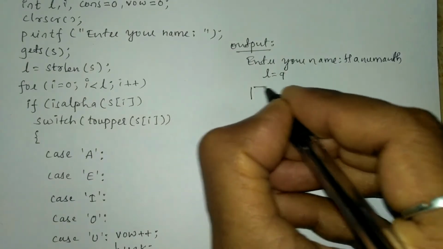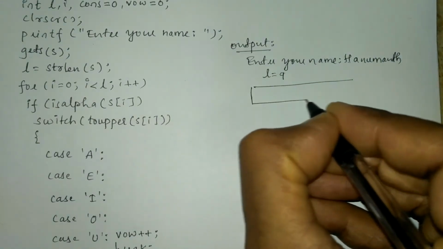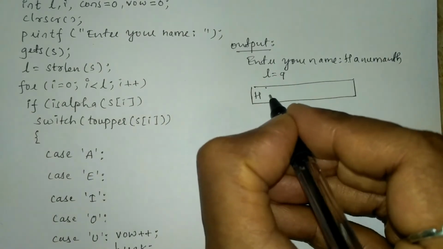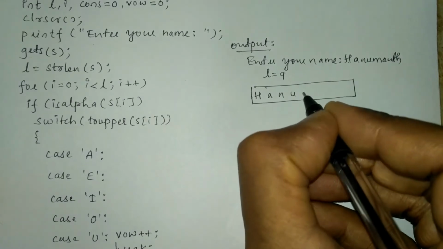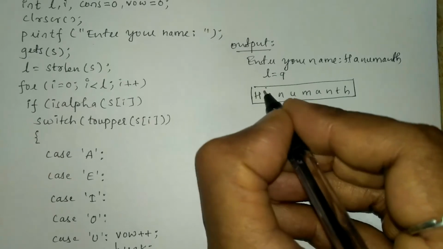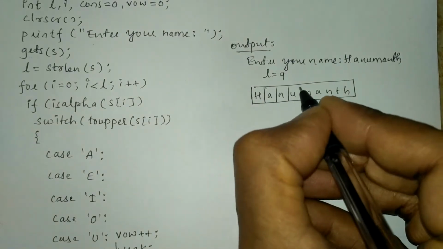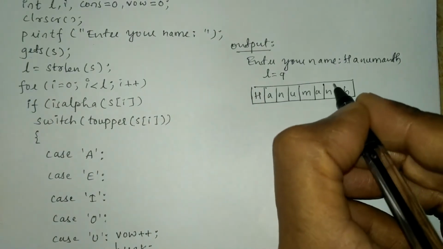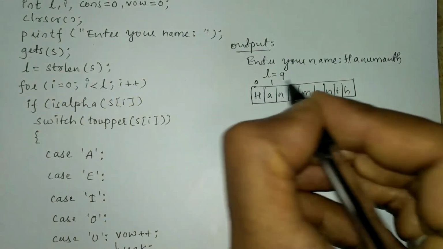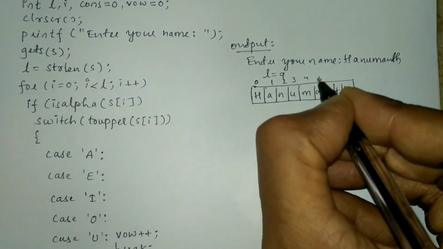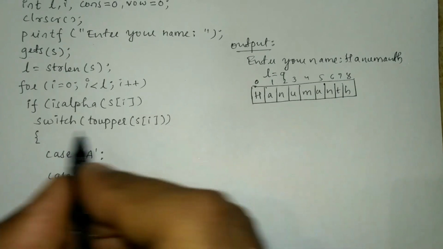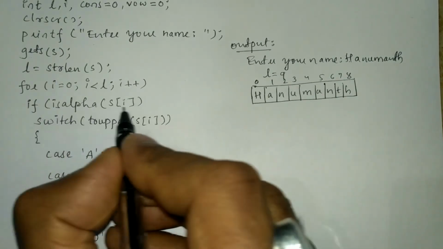Whenever we enter the array of characters, here I'll write H A N U M A N T H. Here each letter will be stored in a consecutive memory block of the array of characters whose index number starts from 0, 1, 2, 3, 4, 5, 6, 7, 8. So total 9 characters, right? Yes. Next, we are going to check isalpha of s[i].